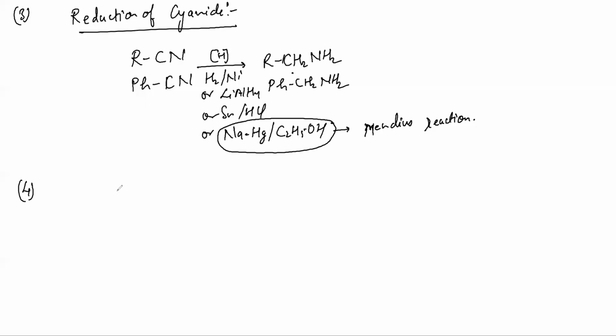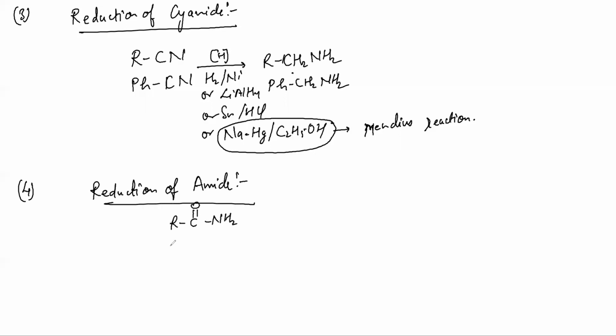Next, fourth. You will feel like, sir, every reaction is the same. Reduction of amide. How do we perform it? What is an amide? RCONH2 or PhCONH2. Without losing your carbon, you are going to get your product.